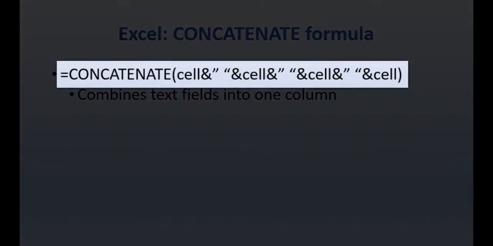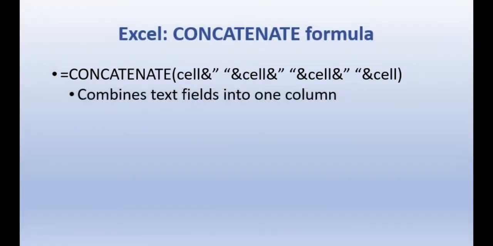So it's equal concatenate, open parentheses, the first cell that you want, ampersand, quote, space, quote, ampersand, the second cell you want, and down the row. And the quote, space, quote, that can be filled in with a backslash if you're interested in smashing together dates, or you could fill it in with periods or anything you want, but whatever is between those quotes is going to be between the columns that you're merging together. So that's a quick review.